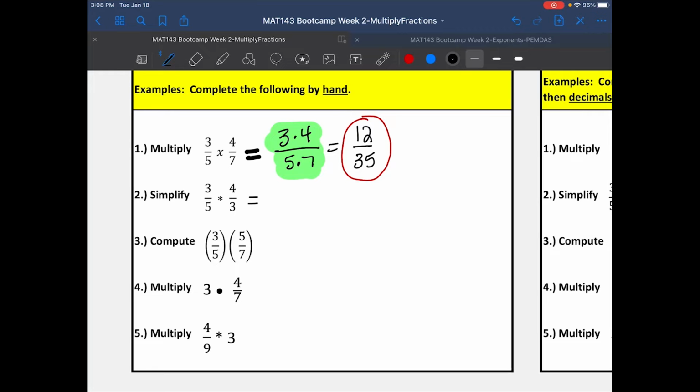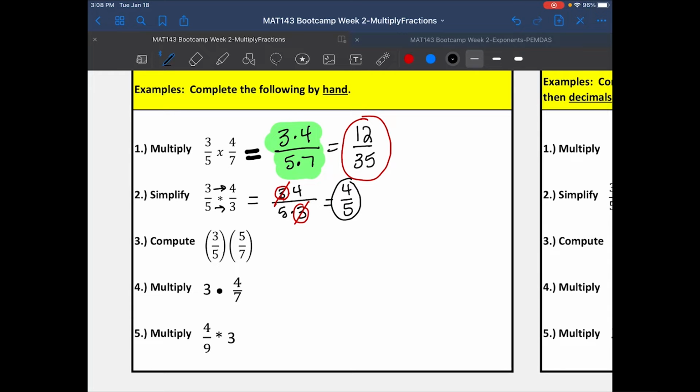Now, in problem number 2, multiplying fractions, again, we want to multiply going straight across. So this is going to be 3 times 4 over 5 times 3. Once we get it over the same fraction bar, we can see that we do have a common factor here of 3. So before I multiply across, I would like to do what's called cross reducing. Let's reduce out that 3 from my numerator and denominator, leaving me with the fraction 4/5.